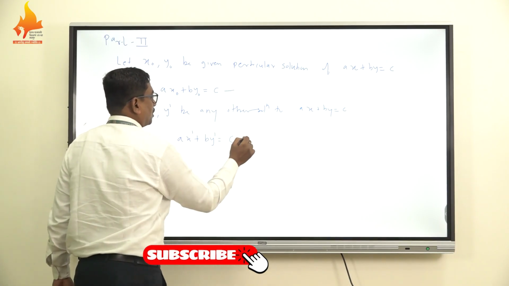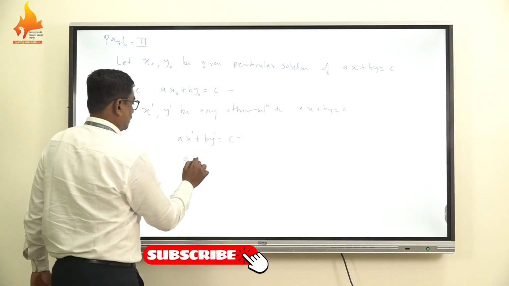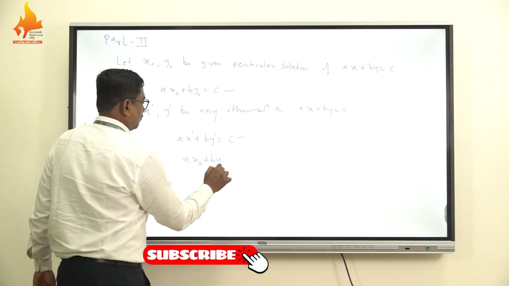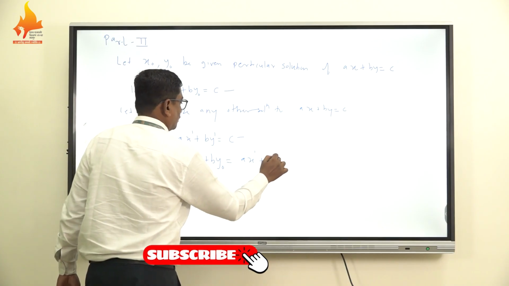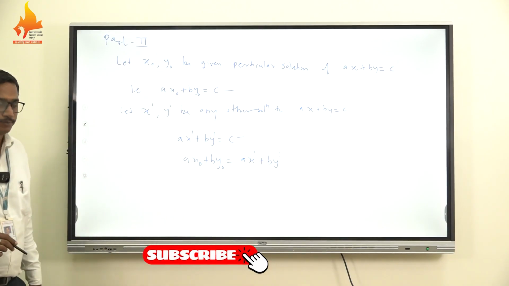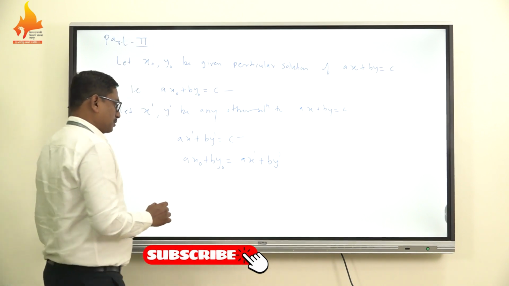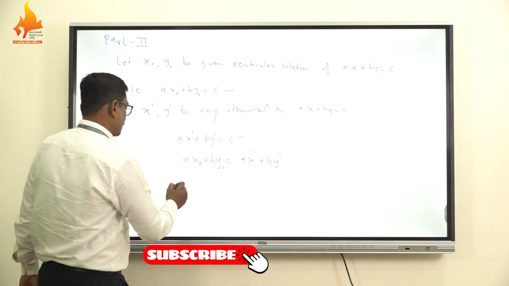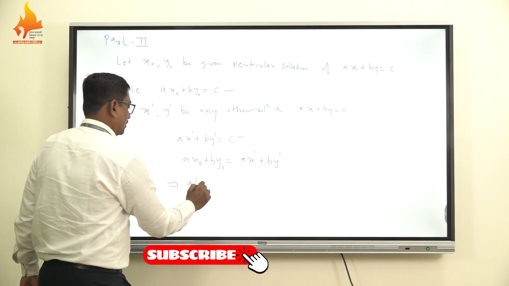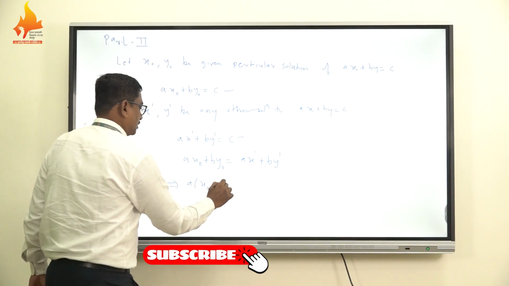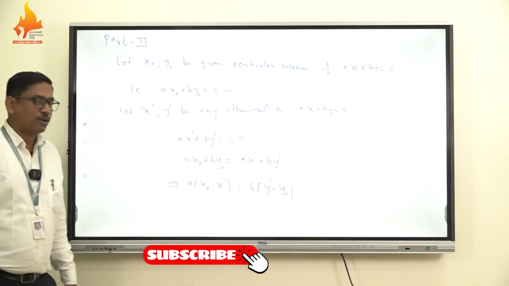Now the right-hand sides of these two are the same, so the left-hand sides have to be the same. So I will write a x naught plus b y naught is the same as a x dash plus b y dash. I will collect the y terms on one side and the x terms on the other. After simplification I get a times (x naught minus x dash) equal to b times (y dash minus y naught). One more fact I have to use.